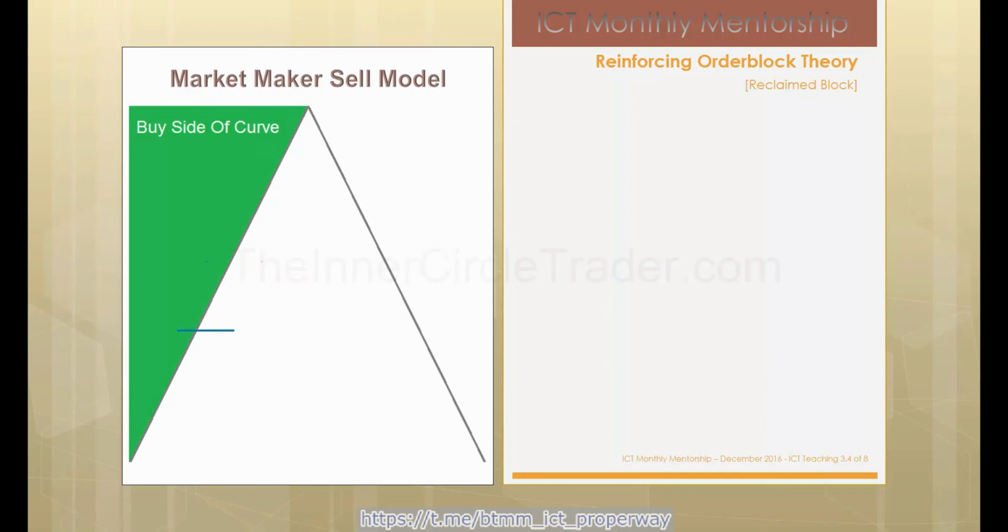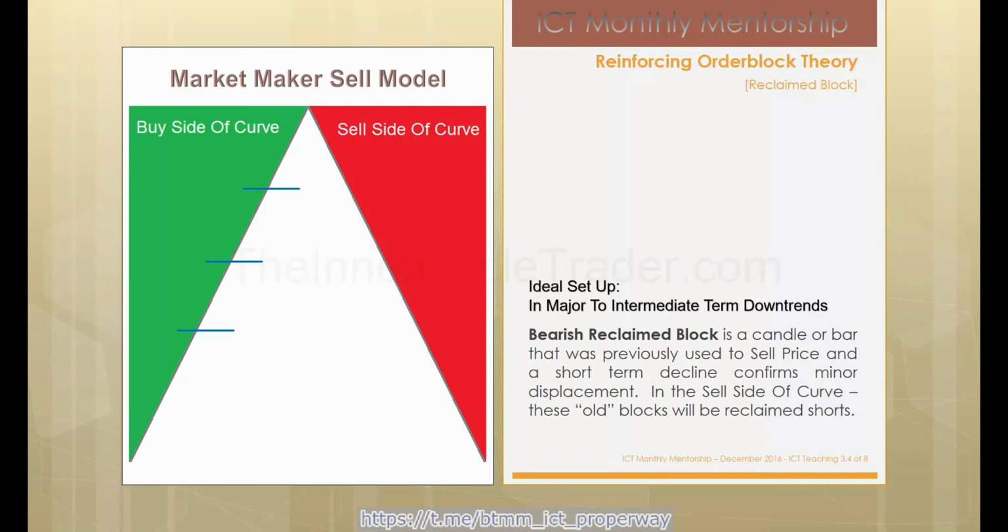Every up candle that sees a displacement or a short-term decline confirms that there is hedging underway. That means that they're selling short early and market makers are selling into these rallies. When we get to the sell side of the curve, every single time we see the market trade back up into an up candle or bullish candle right before the down move during the buy side of the curve, that bearish order block is going to be reclaimed, and you can take that as a new short.